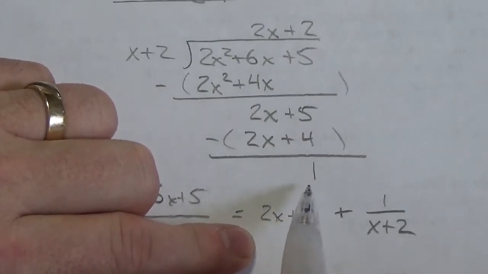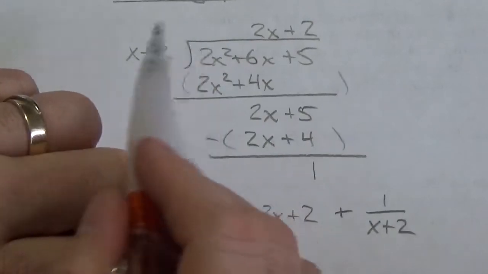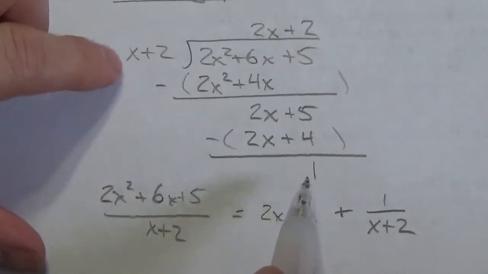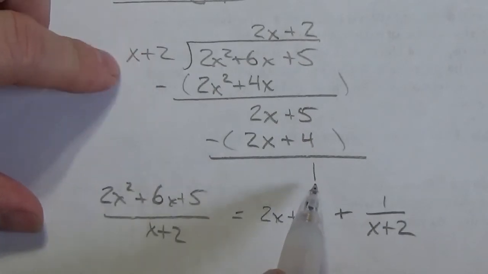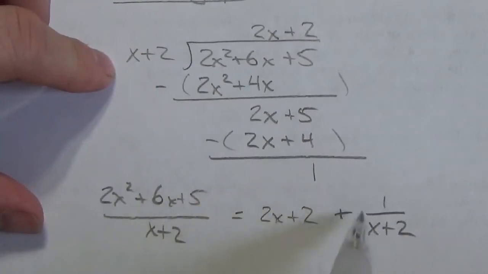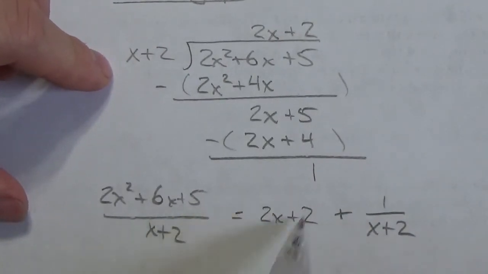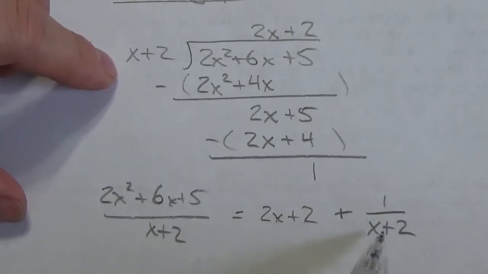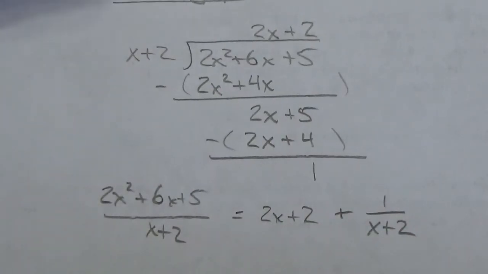And I stopped here because the degree of my remainder is less than my divisor, so I wasn't really able to keep going. I mean, I could have, but we choose not to here. And so I needed to add to that whatever that division would have been. So here's my quotient plus the remainder divided by the divisor. And once I know what this is, I know that they're completely equal.